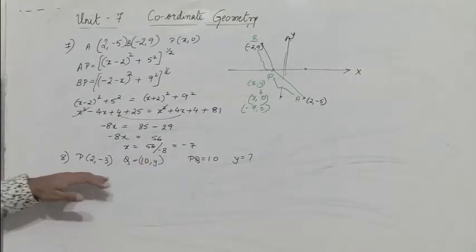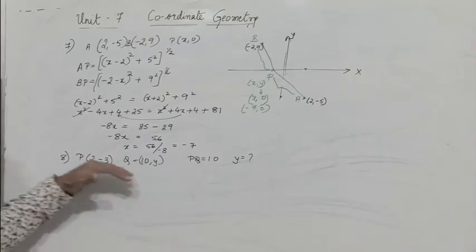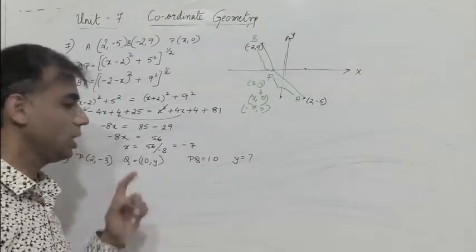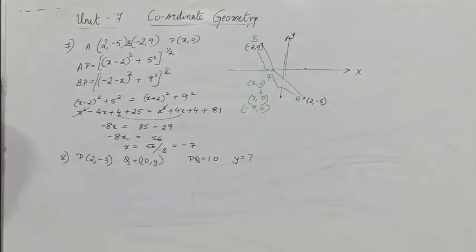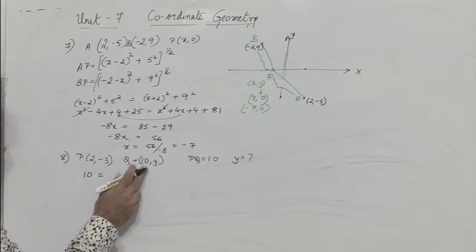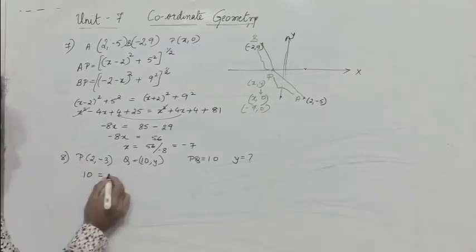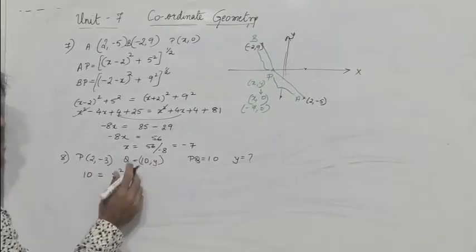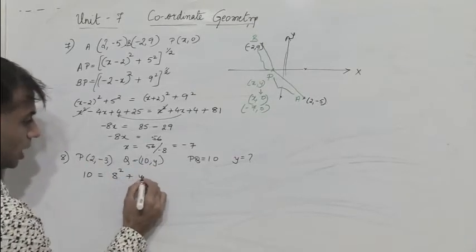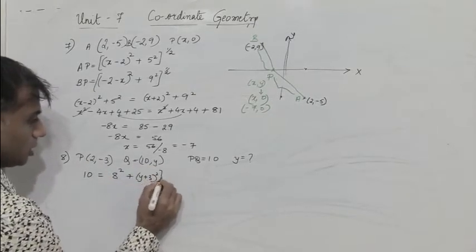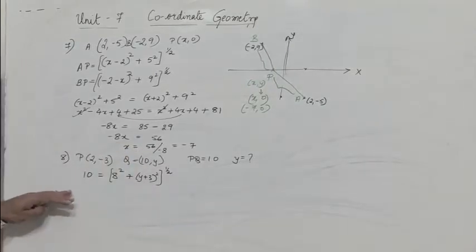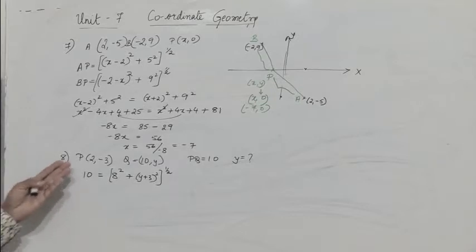Problem 8: given 2 points P and Q, where the distance between P and Q is given, which is 10, we need to find the value of y. Now what is PQ? It is 10 equals the square root of (10 minus 2), which is 8 square, plus y minus of minus 3, which is y plus 3, the whole square. So what we can do is take the square on both the sides.